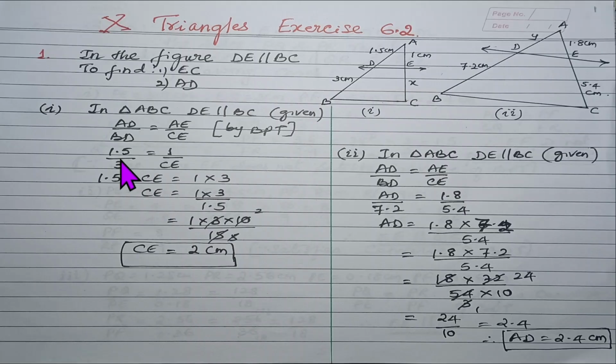Therefore, cross multiplying it, we get 1.5 into C is equal to 1 into 3, C is equal to 1 into 3 divided by 1.5, and therefore we get C as 2 centimeters or EC as 2 centimeters.